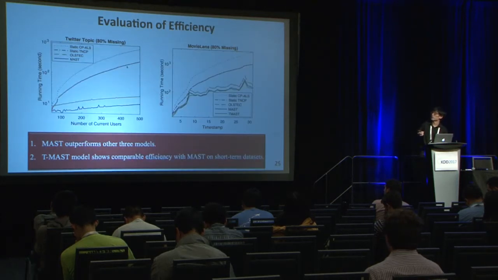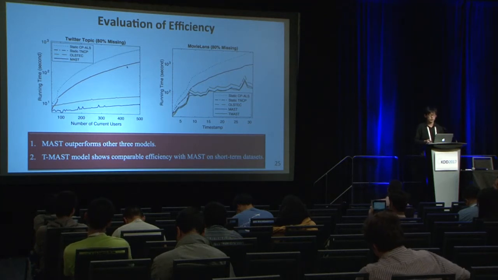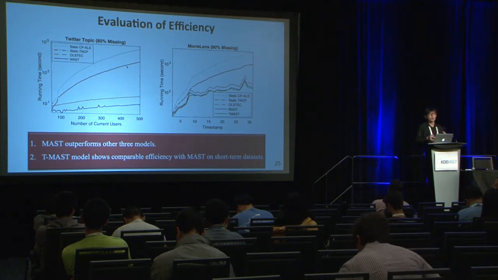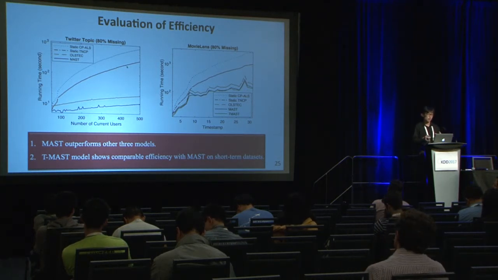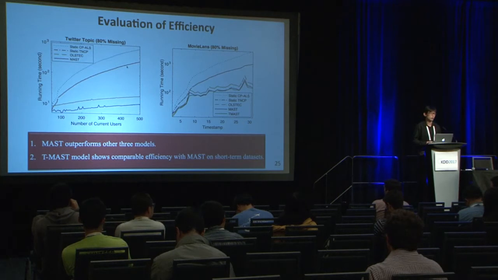To test the efficiency of our model, we show two figures to illustrate the results. From the first figure, we can see that the MAST framework outperforms the other three models. And from the second figure, we can see that our T-MAST model shows comparable efficiency with our MAST framework on the short-term datasets. Although on the long-term dataset, the T-MAST model might be a little bit slower than our general MAST framework because it pursues much higher effectiveness, it's still much faster than the two static models we used in this paper.